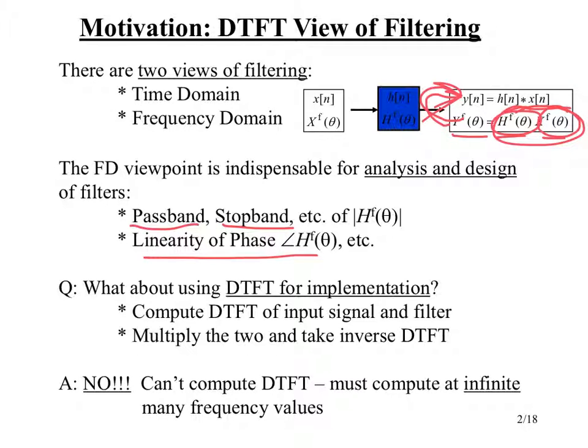And the bottom line is that no, we can't really do that for actual implementation, because the DTFT is defined at infinitely many points from minus pi to pi, and so we can't really compute the DTFT. We made that argument before when we introduced the DFT, and we said, well, gee, couldn't we just compute this at an appropriately fine grid of frequency points and do it that way?